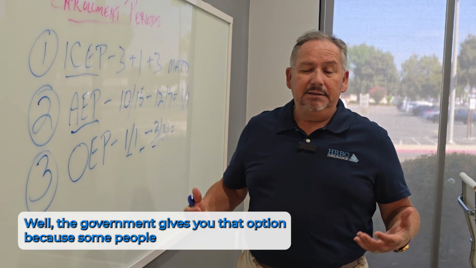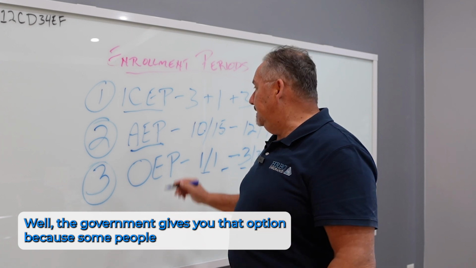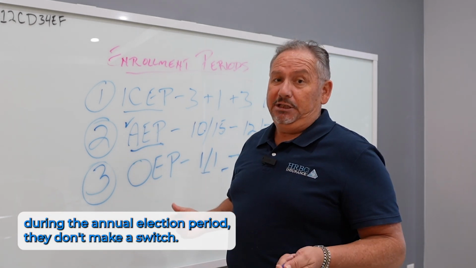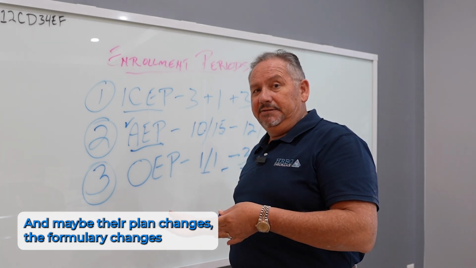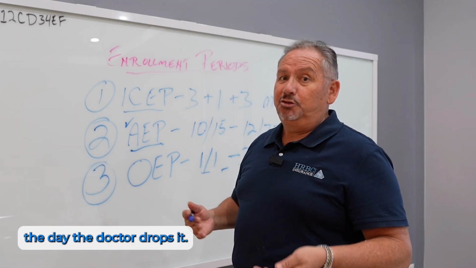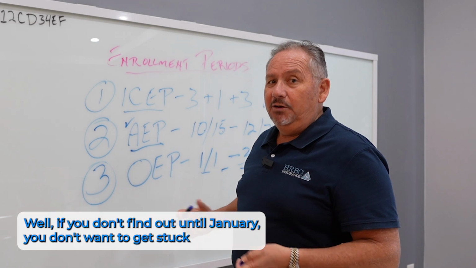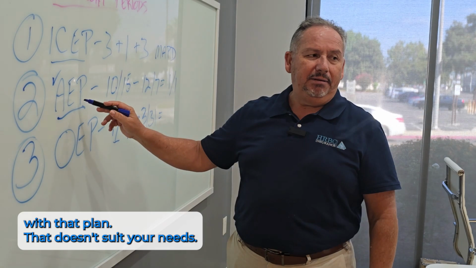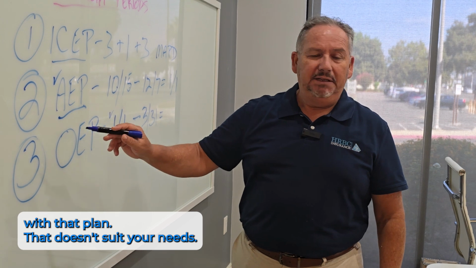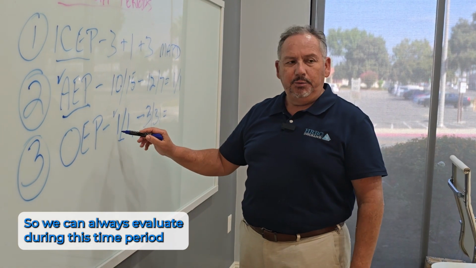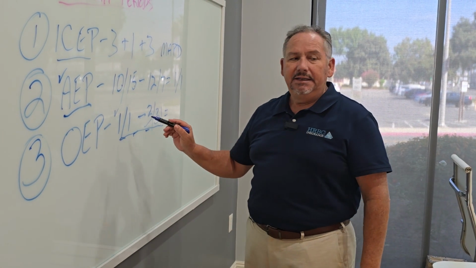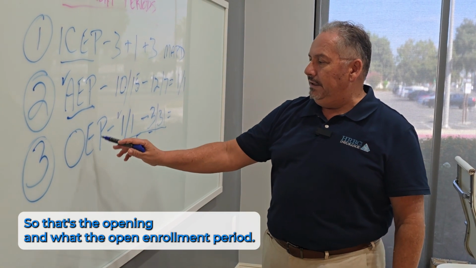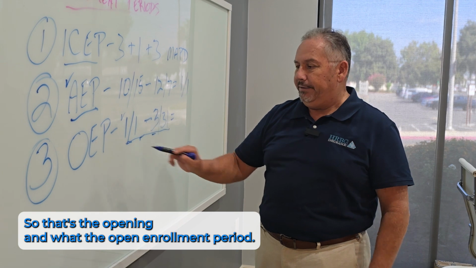Well, the government gives you that option because some people during the annual election period, they don't make a switch. And maybe their plan changes, the formulary changes, the doctor drops it. Well, if you don't find out until January, you don't want to get stuck with that plan that doesn't suit your needs. So we can always evaluate during this time period and find a plan that better suits your needs. So that's the open enrollment period.